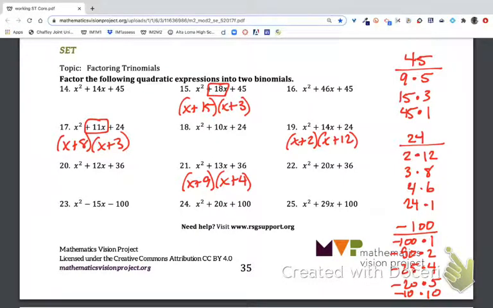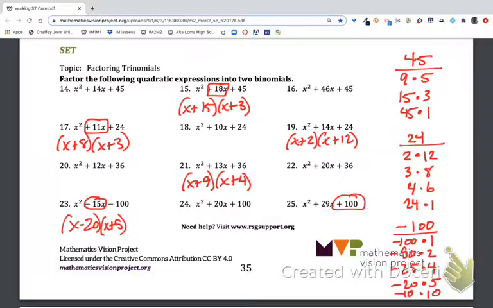But when I add them together, they need to get negative 15, which is why I had the negatives associated with the larger numbers. So if I look at it, I need to end up with negative 15. Well, I know that I have x minus 20 times x plus 5. Negative 20 plus 5 is negative 15. Multiplying them together gets you negative 100.